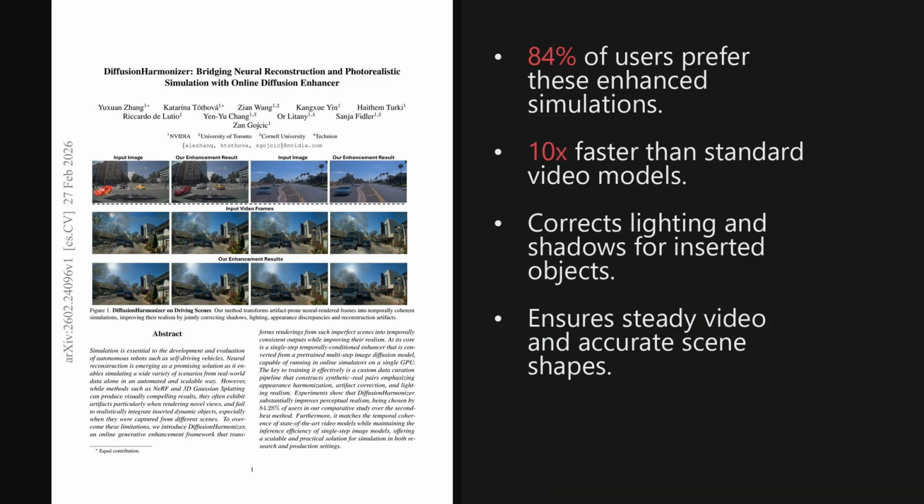I'm Alex. Today we're looking at a paper trending on X, published on February 27th, 2026, just 4 days ago. It introduces an online generative enhancer that transforms imperfect neural renderings into photorealistic video, with over 84% of users preferring its output over the next best method. The paper is titled DiffusionHarmonizer, Bridging Neural Reconstruction and Photorealistic Simulation with Online Diffusion Enhancer. And as we'll see later, this approach offers a scalable way to train autonomous robots using highly realistic synthetic data.